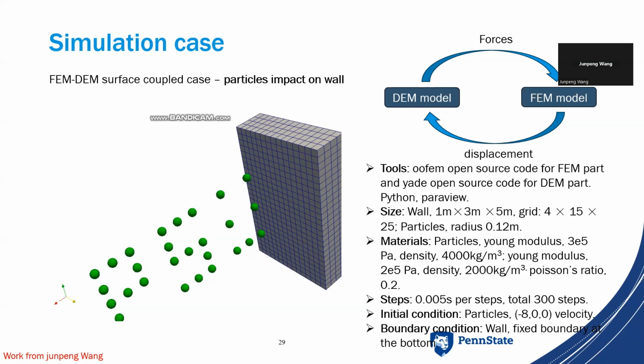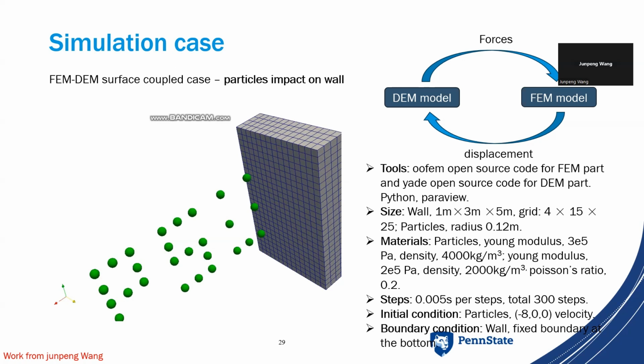In this case, I assume the wall has dimensions of 1 millimeter, 3 meters, and 5 meters. And the grain density was shown on the picture, and the radius of particles is 0.12 meter.